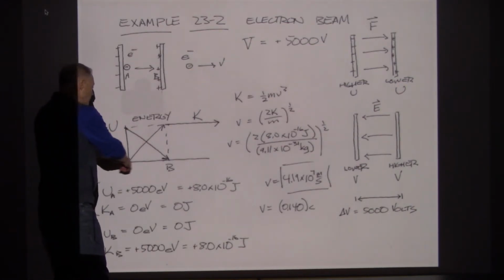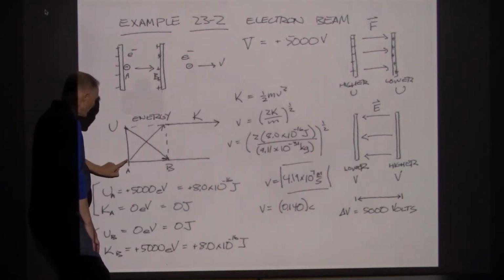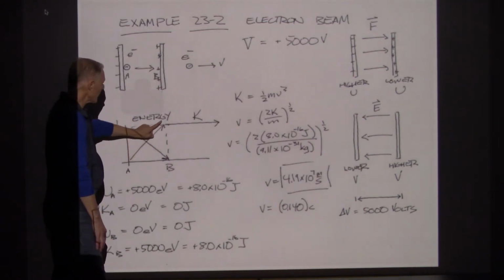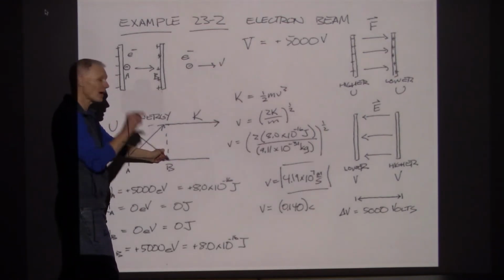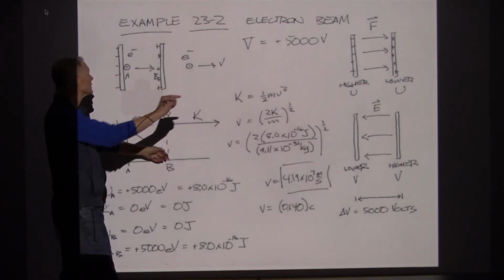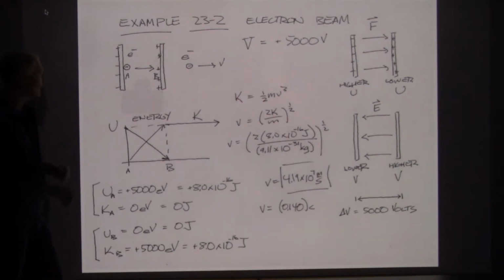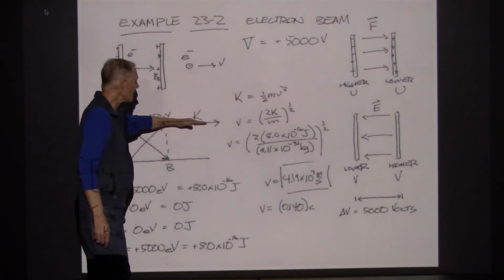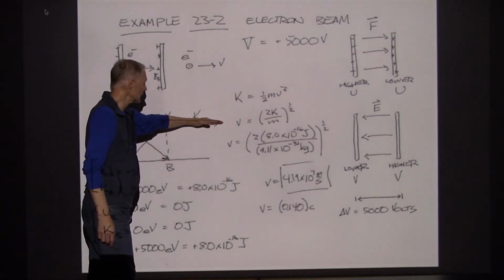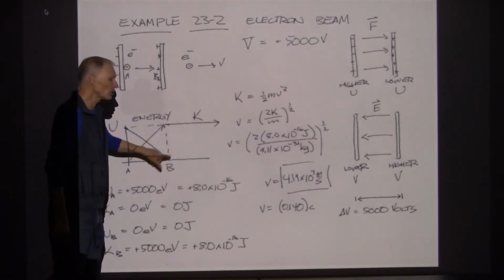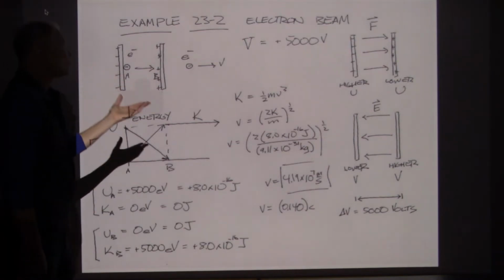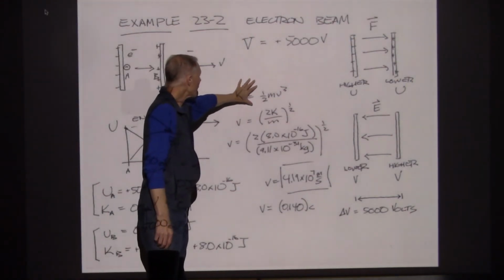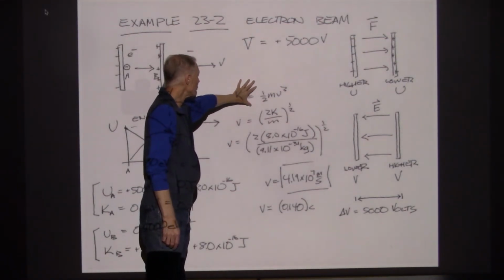So as the electron moves from point A to point B, the kinetic energy steadily goes up and the potential energy steadily drops. By the time the electron exits the region between the two plates, now it's got that 5,000 eV of kinetic energy and the potential energy has dropped to 0. How fast is it moving? For that we use K equals 1/2 mv squared.